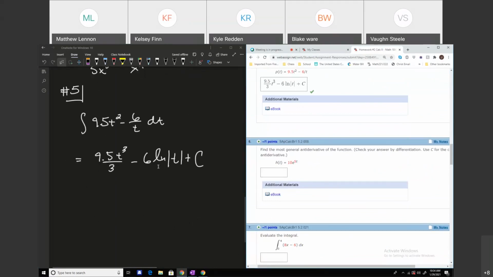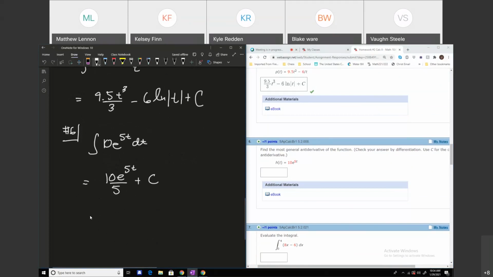Number 6, we'll do that one real quick, then we'll get some definite integrals. Number 6, not so hard. We just haven't seen one yet. So the antiderivative of 10e to the 5t dt. This is just going to be 10e to the 5t over 5 plus a constant. So that's 2e to the 5t plus our constant.